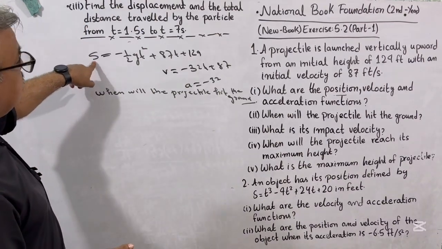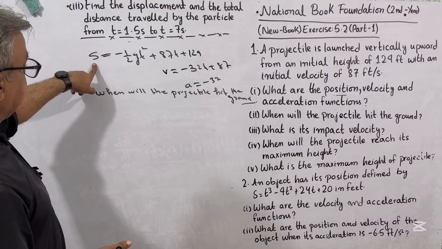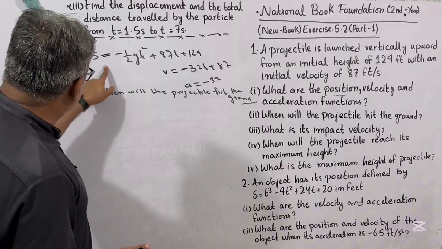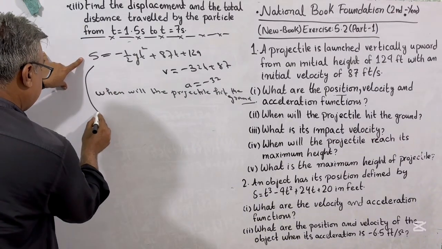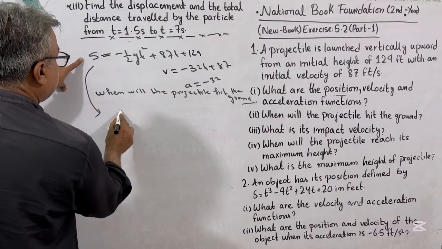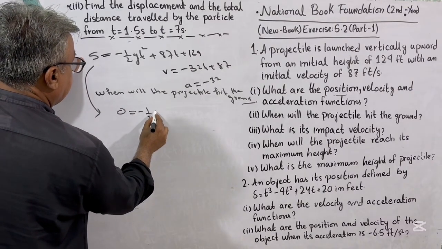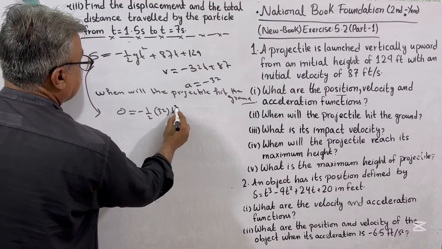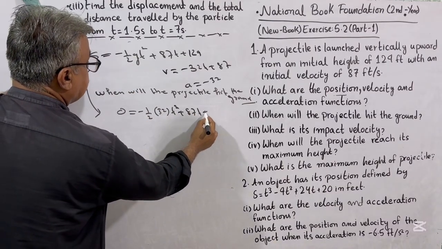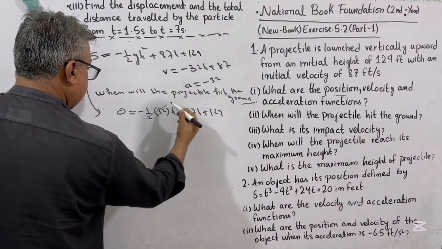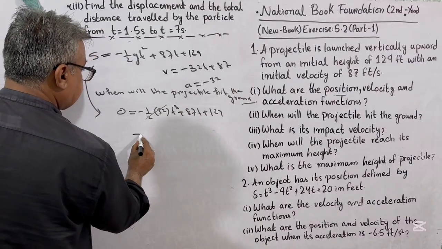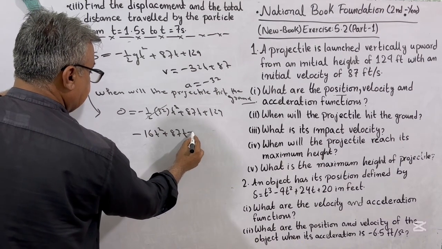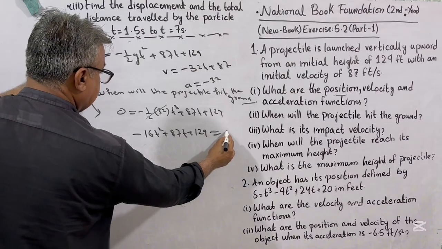So in that case, this is our height. The distance function, that is the height function, must be zero when the projectile hits the ground. So we have zero equals negative 1 over 2 g, that is 32, t squared plus 87t plus 129. Applying the table of 2, we have negative 16t² plus 87t plus 129 equals 0.